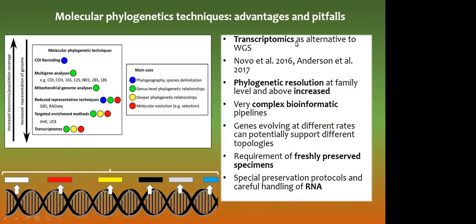An alternative is transcriptomics, which has already been applied to earthworms. This consists of taking all the genes which are expressing at a certain moment and sequencing them. So it provides quite a lot of information about the genome. And this method allows phylogenetic resolution at family level and even above family level. But the pitfalls are several. First of all, it requires very complex bioinformatic pipelines, and also sometimes genes evolving at different rates can provide different topologies.